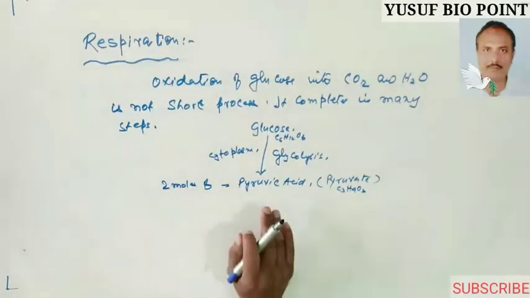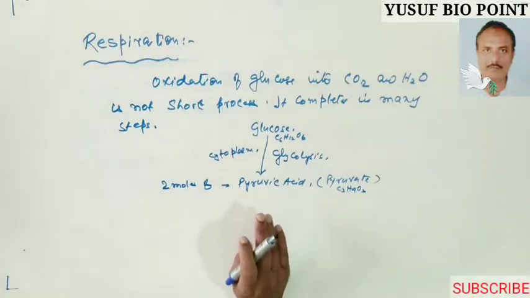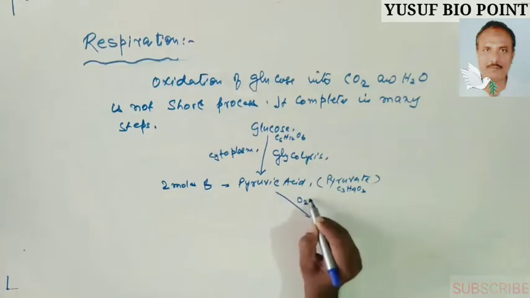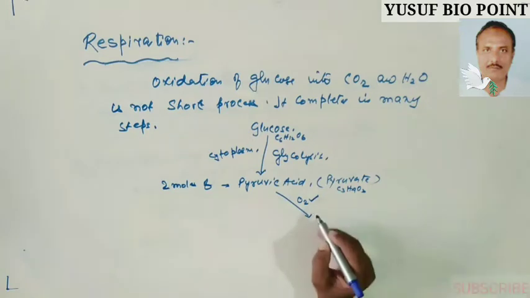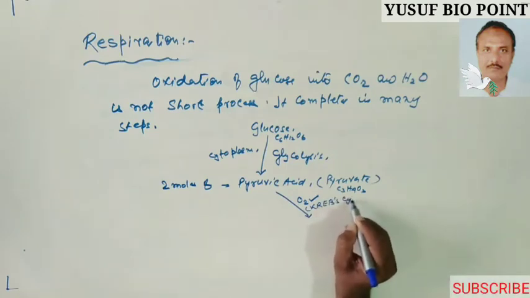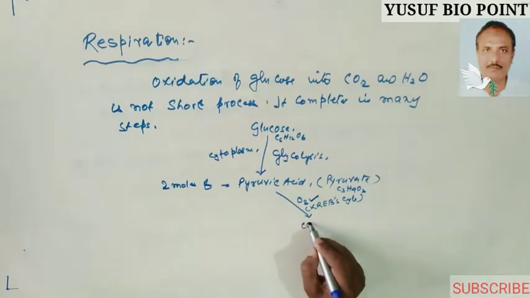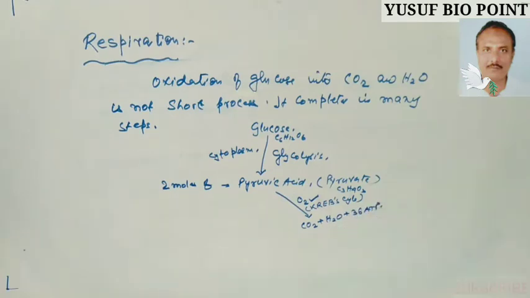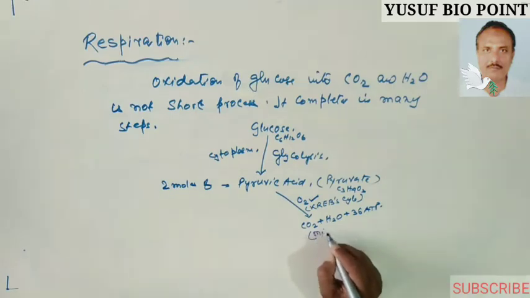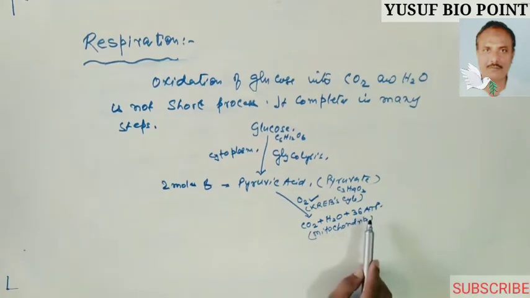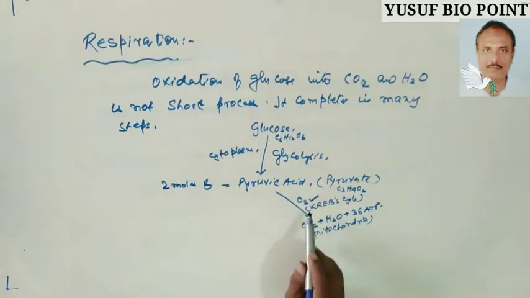Now here the question of using oxygen or not arises. If oxygen is present, the Krebs cycle takes place, due to which it changes into CO2 plus H2O plus 36 ATP, and that process takes place in the mitochondria. So a huge amount of ATP is formed in the mitochondria, which is why it is also called the powerhouse of the cell. This is in presence of oxygen.